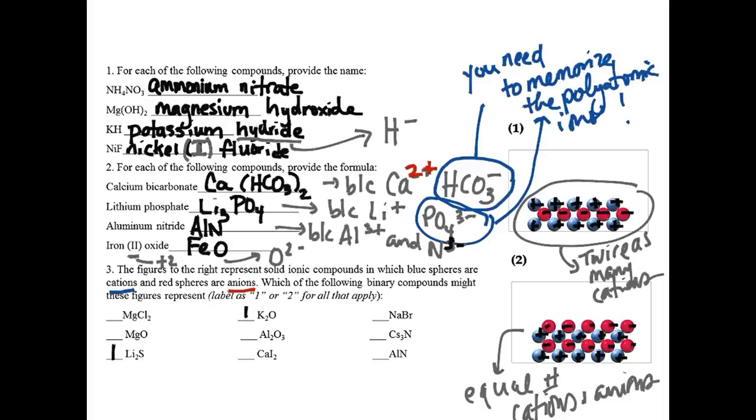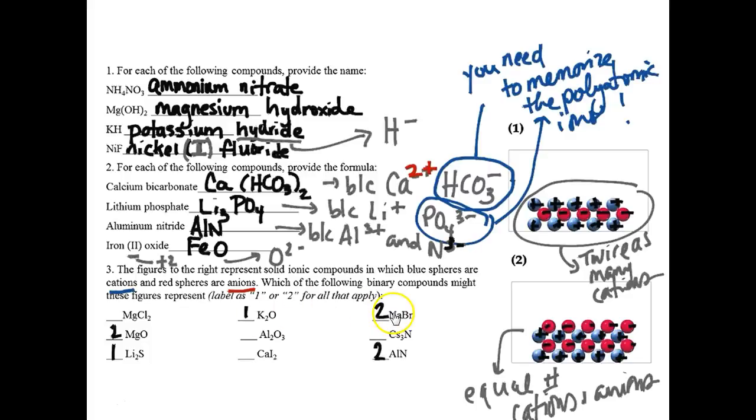Now the second box is going to have an equal number of cations and anions because there's 10 of each. So for these, it's totally irrespective of the charge. You just need to find different salts where there is a 1-to-1 ratio. So it appears that that occurs here for sodium bromide. So I'm going to put a 2 there. Magnesium oxide, I'm going to put a 2. And aluminum nitride, I'm going to put a 2.